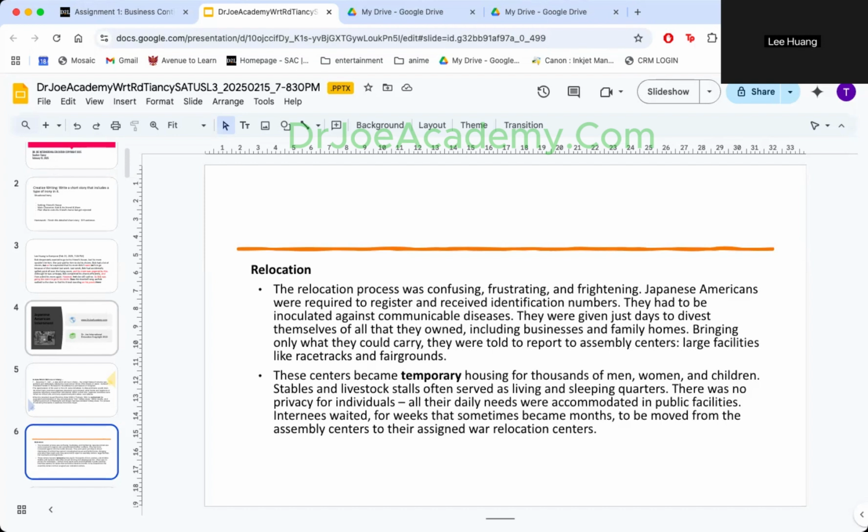Stables and livestock stalls often served as living and sleeping quarters. There was no privacy for individuals. All of their daily needs were accommodated in public facilities. Internees waited for weeks that sometimes became months to be moved from the assembly centers to their assigned war relocation centers.